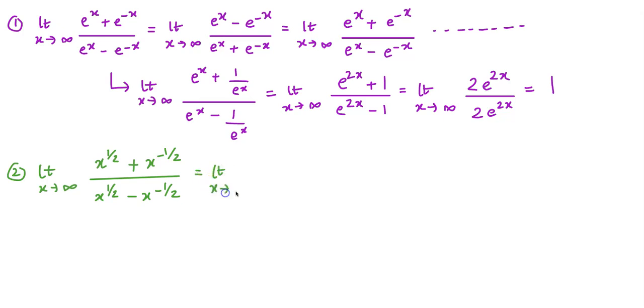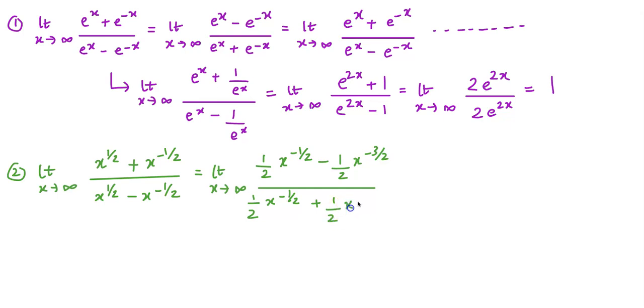So let's take the derivative. The first derivative would be 1 by 2 x to the power of minus 1 by 2 minus 1 by 2 x to the power of minus 3 by 2, divided by 1 by 2 x to the power of minus 1 by 2 plus 1 by 2 x to the minus 3 by 2, right? So the 1 by 2's cancel in the numerator and denominator.